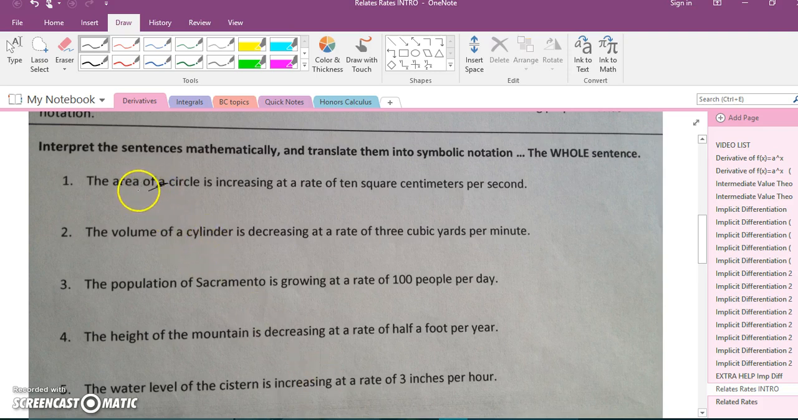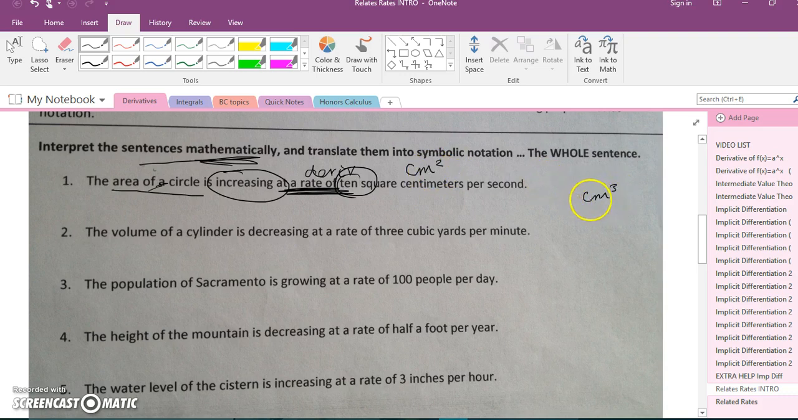So we're going to interpret the sentences mathematically. And we're going to translate them into symbolic notation. And we're going to interpret the entire sentence, not just part of it. So in number 1 here, we have the area of a circle. It's increasing at a rate of. That immediately means derivative, because it's rates, 10 square centimeters per second. When I hear centimeters squared, I'm immediately thinking area. If it was centimeters cubed, I'd be thinking volume. If it was just centimeters, I'd be thinking distance. Centimeters squared is area per second, so there's my rate of change.